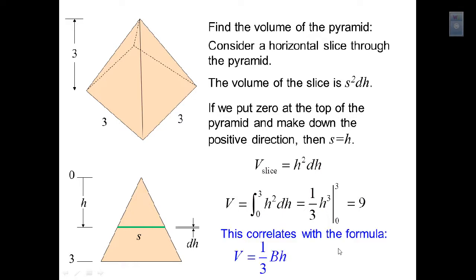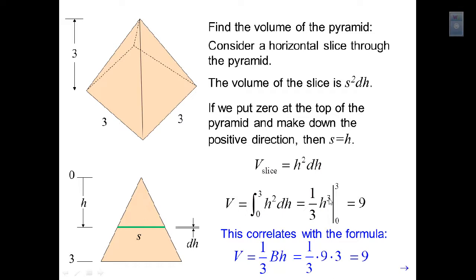Now, this correlates with the formula V equals 1/3 B, capital B, area of the base, times the height, which is 1/3 times 9 times 3, which would also be 9, because the 1/3 and the 3 would cancel out.